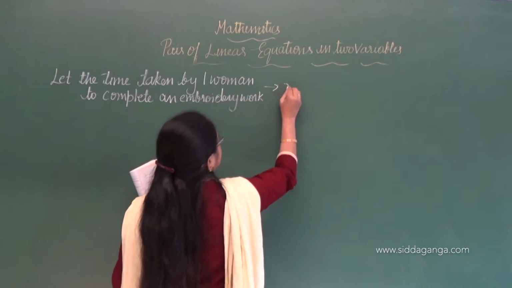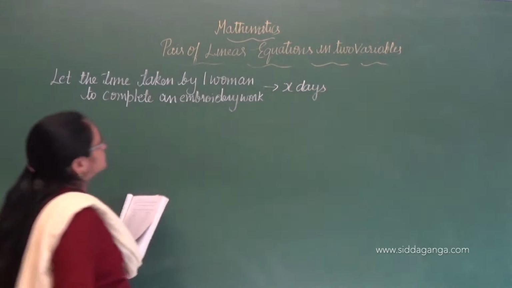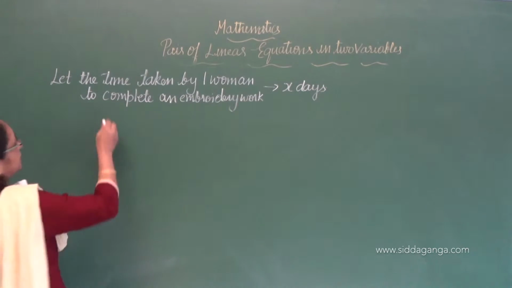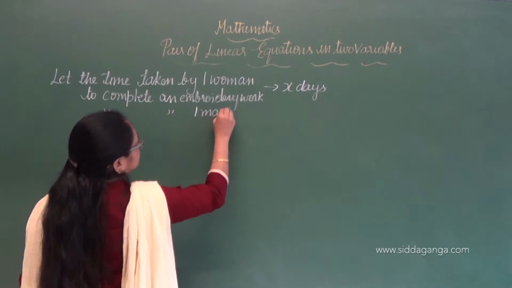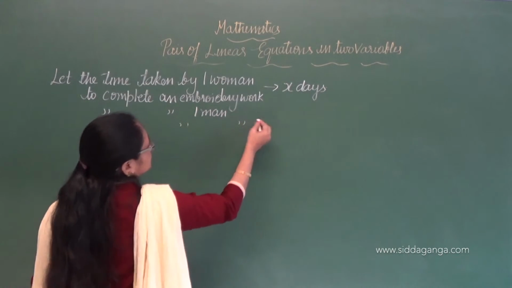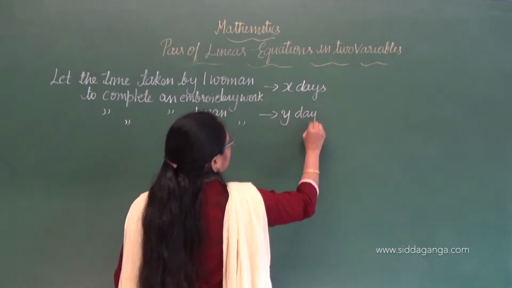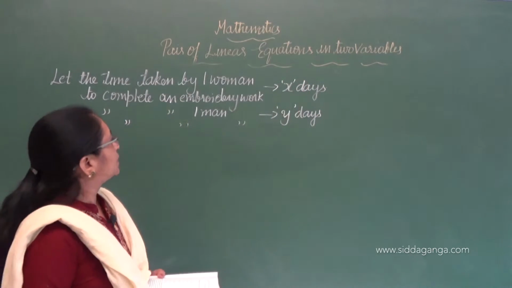So, let it be X days. Next, again the same way, let the time taken by one man to complete an embroidery work be Y days. X and Y days. See, understood?